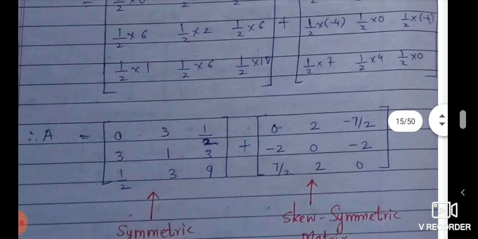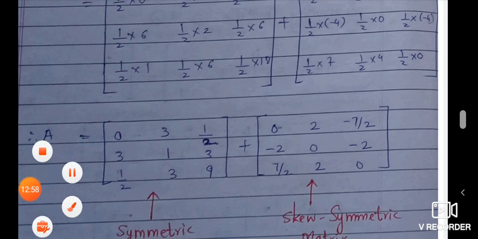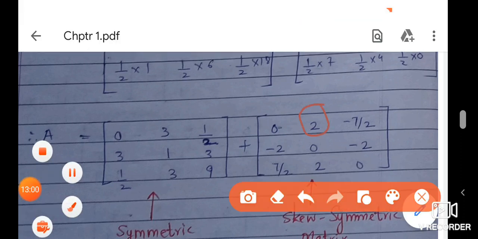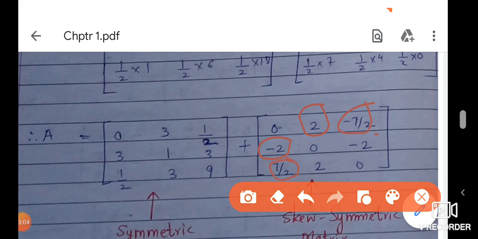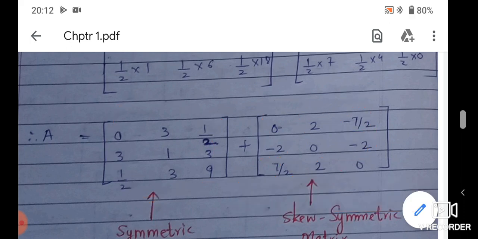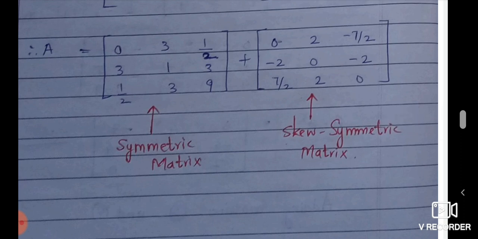Let us observe the second matrix. In the second matrix you can see here you are having 2, minus 2, minus 7 by 2, plus 7 by 2, minus 2 and 2. So it is a skew symmetric matrix. So what we got? We got A equals to something plus something, where this is a symmetric matrix and this is a skew symmetric matrix. So we have expressed A as a sum of symmetric and skew symmetric matrix.